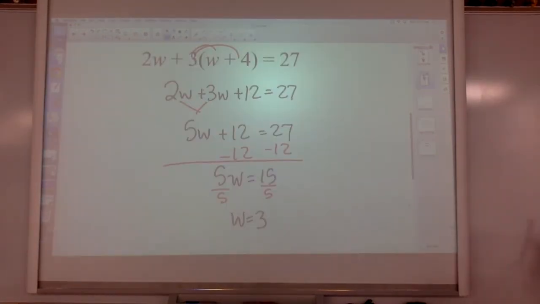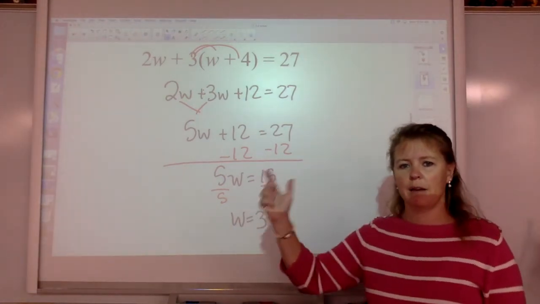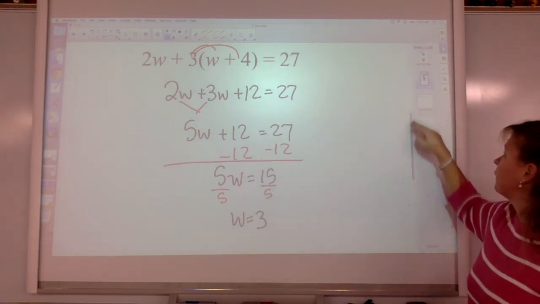And we're back. If you did the distributive property, and then combined like terms, subtracted, and divided to get down to W equals 3, you're good to go, and you're feeling good about this. If not, pause it and follow my steps. Make sure you check.